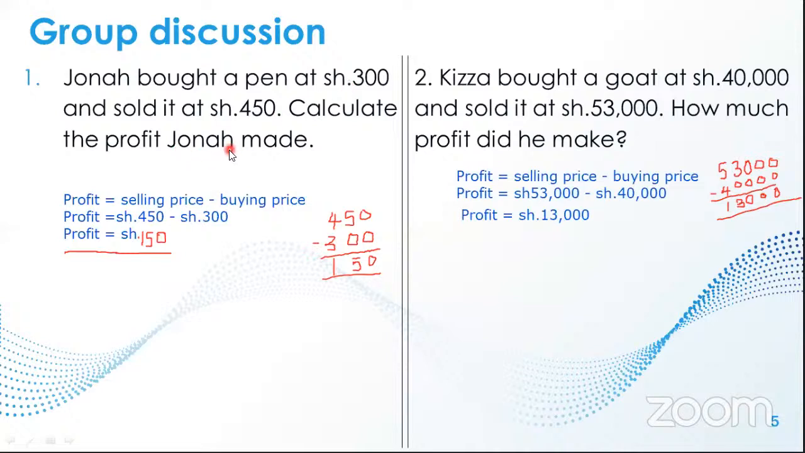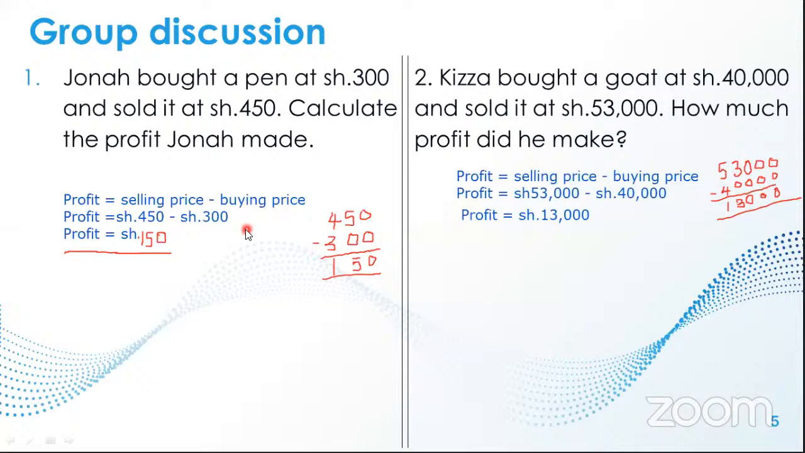To find that profit, you say profit equals selling price minus buying price. Now, here you come and say profit is equal to. The selling price is 450 shilling, so you write 450 shilling, minus the buying price, which is 300 shilling.